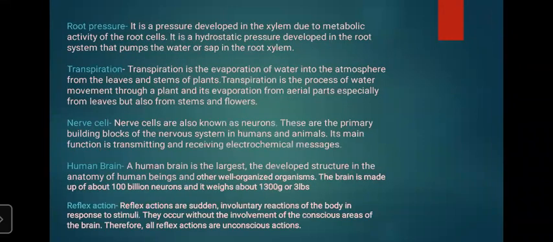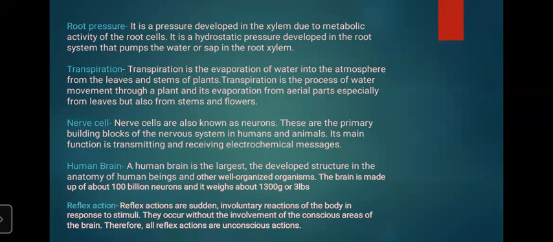Now, root pressure. We need to write notes on root pressure. Root pressure is a pressure developed in the xylem due to metabolic activity of the root cells. It is hydrostatic pressure developed in the root system that pumps water or sap into the root xylem. Transpiration is the evaporation of water into the atmosphere from the leaves and stems of plants. Transpiration is the process of water movement through a plant and its evaporation from the aerial parts, especially from leaves, but also from stems and flowers.